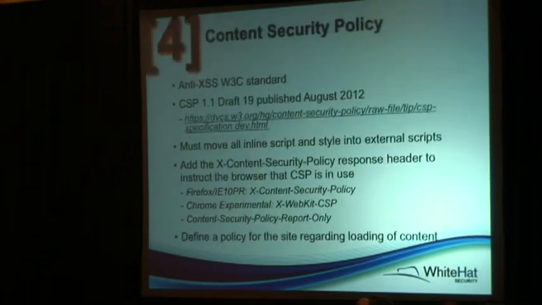The hope for the future, I think, is content security policy. This is supported by a good chunk of browsers, and more importantly, it's becoming a W3C standard. It's not just a Mozilla idea. It's actually an anti-XSS standard that's going to be supported by all browsers. Everyone's agreed that this is a good idea.